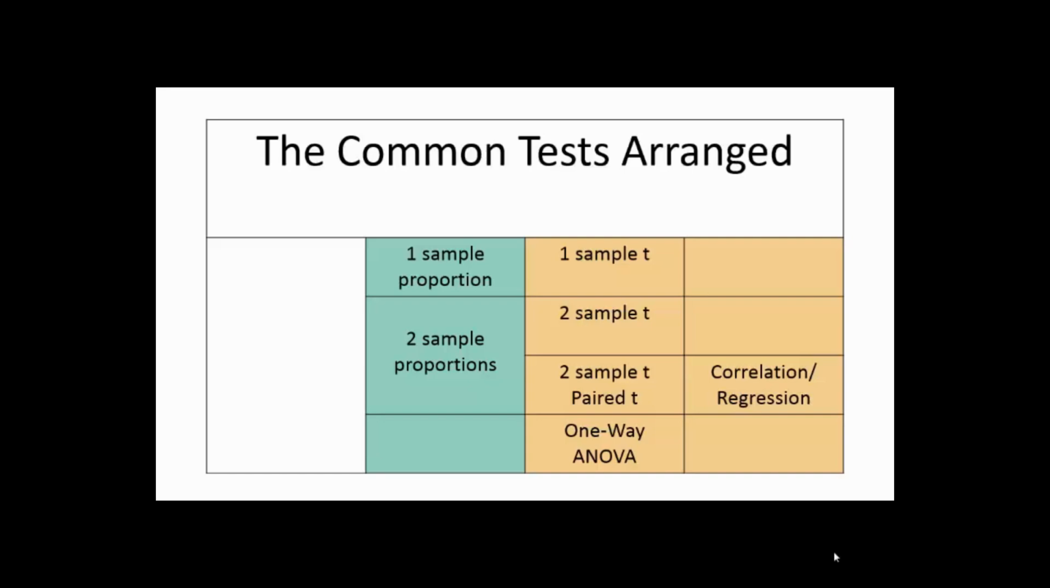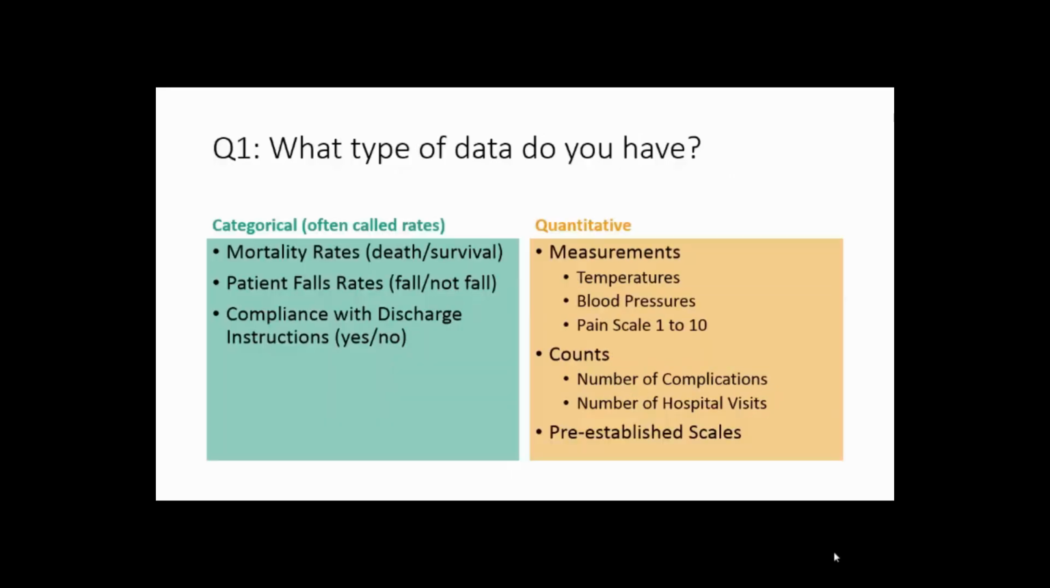To figure that out, the big question, we're going to ask ourselves three smaller questions about the study we're hoping to do. Question 1. What type of data do you plan to collect? Data can be broken into two classes, categorical and quantitative. Quantitative data are easier to understand. They're usually measurements. Most things you measure about your patients are quantitative data. Height, weight, blood pressure, body temperature, vital capacity, or a pain rating on a scale of 1 to 10.